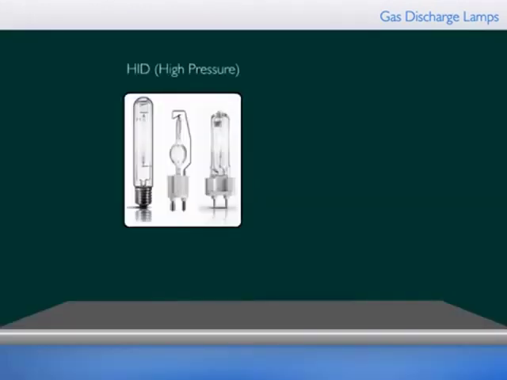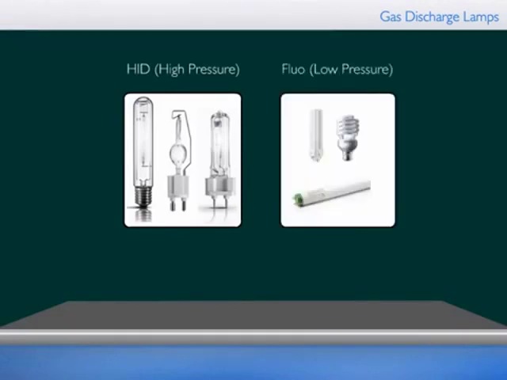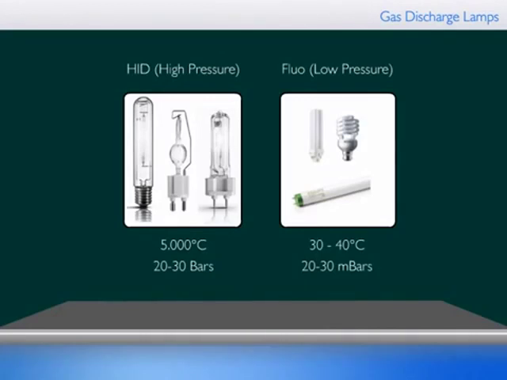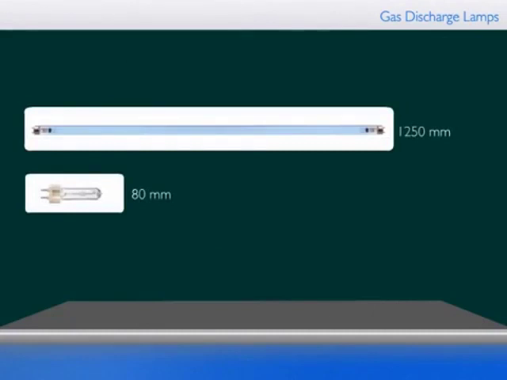Apart from light generation, high-pressure gas discharge differs significantly from the low-pressure types in a way that due to increasing operating temperature, 5,000 degrees Celsius versus 30 to 40 degrees Celsius, and pressure, 20 to 30 bar versus 20 to 30 millibar, the discharge is much more intense in high-pressure gas discharge. This also results in much more compact light sources.